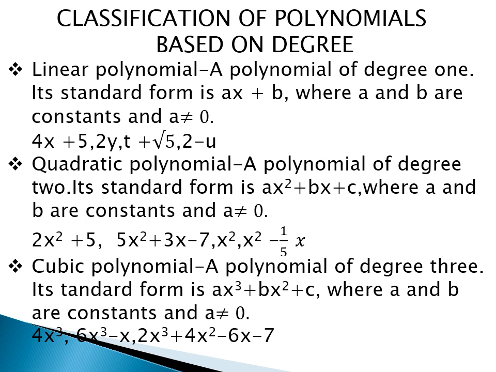When you are going for the classification based on degree, at that time we will not consider how many terms are there. Understood? When classifying polynomials based on degree, we are not considering how many terms there are. We are considering only the highest power of the variable. Based on that only we can say which type of polynomial it is.